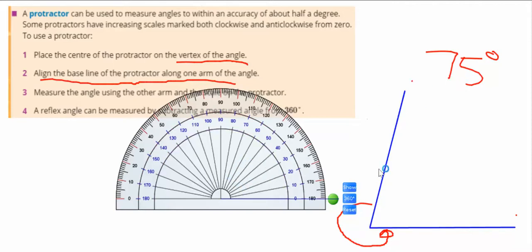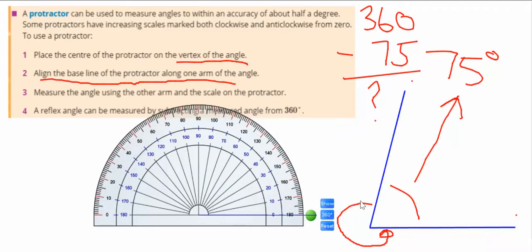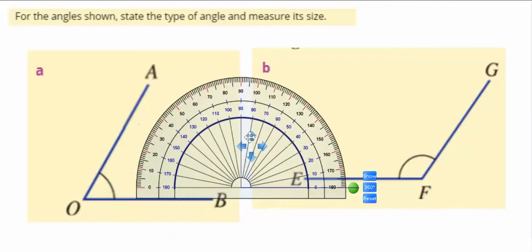We've got 180. So we measure the inside angle because we can measure that, which is 75 degrees, and then we subtract that from 360. So 360 minus the 75 will then give you your answer, whatever that happens to be in this case. And that's how you measure a reflex angle. Pretty simple.